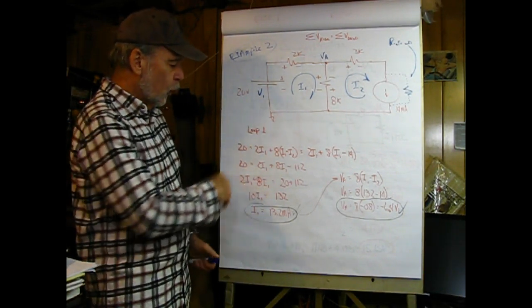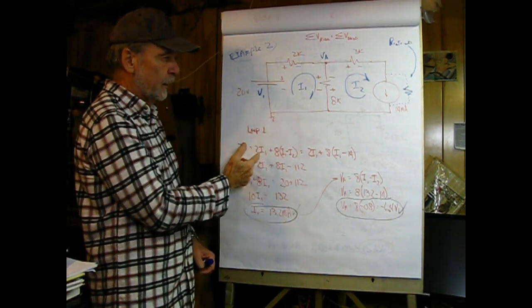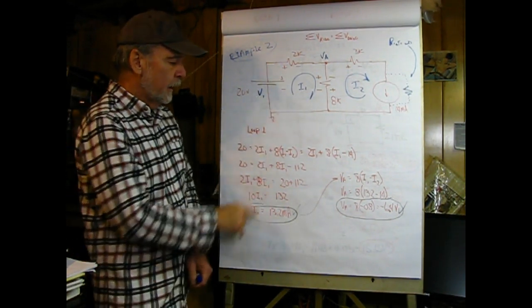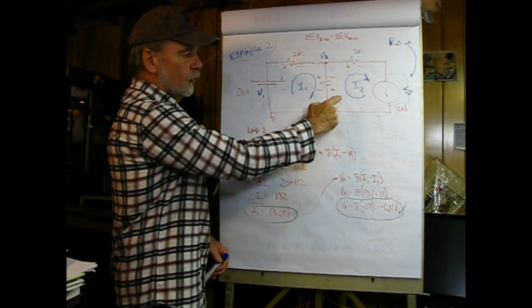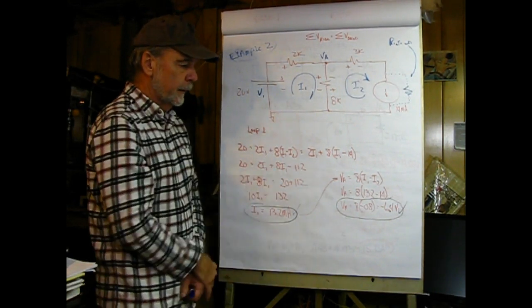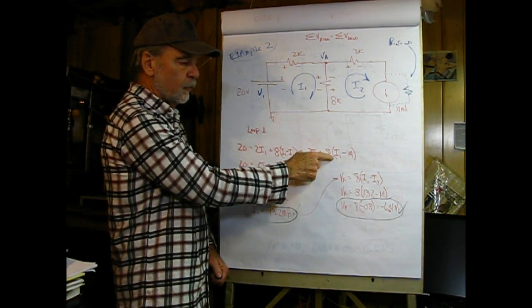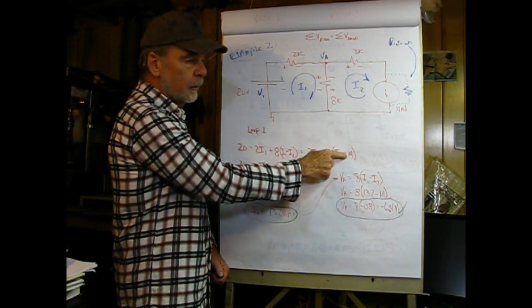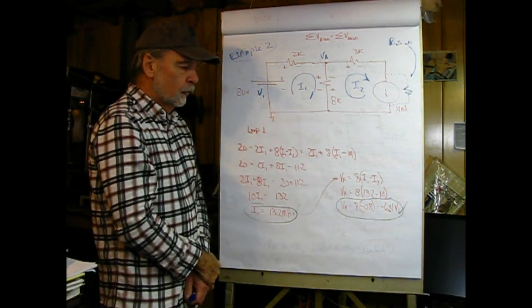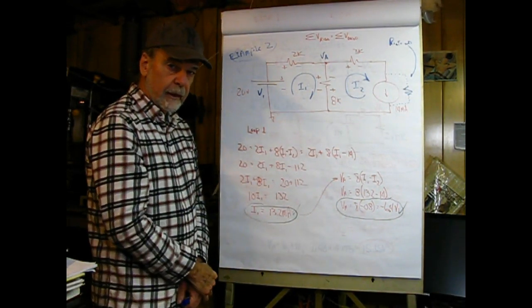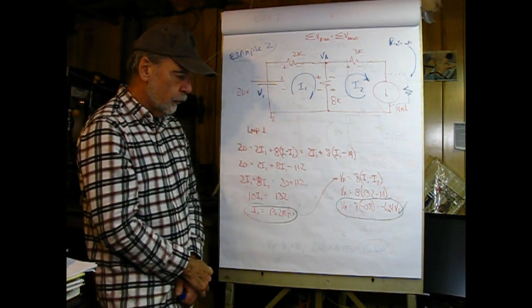So for loop number 1, I have a 20 volt rise because I'm going minus to plus again, and it has to be equal to the drops around the circuit, and that's going to be 2 times I1, and since I2 is flowing up, I'm going to be subtracting again, and that'll give us 2 times I1 plus 8 times the quantity I1 minus 14, and then 14 milliamperes is going to be produced by this current source. So what happens is we don't have 2 unknowns in this case. We only have 1 unknown, so that makes our life a little bit easier.